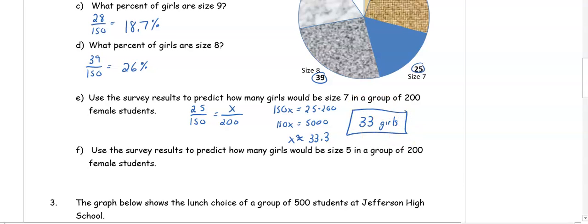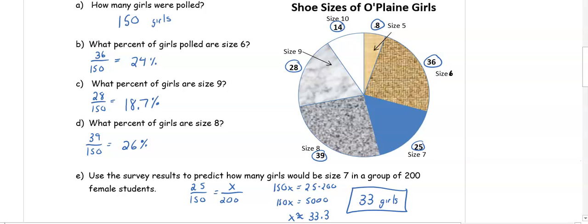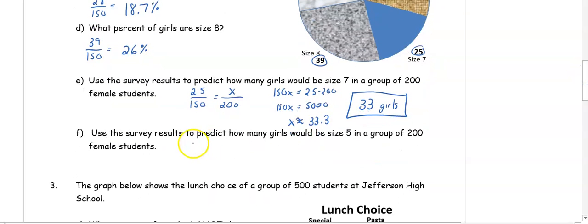In F, how many would have a shoe size of 5? So if we look at our graph up here, the shoe size of 5 is 8 girls right now. So 8 out of 150 is equal to x out of 200. So we cross multiply. 150x is equal to 8 times 200. So we get 150x equals 1,600.